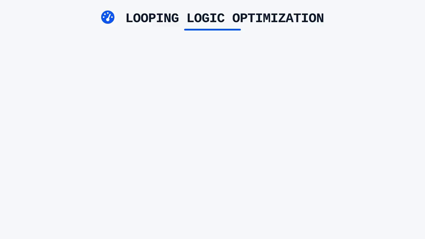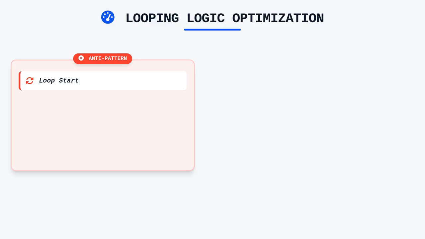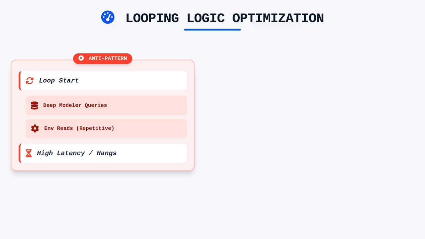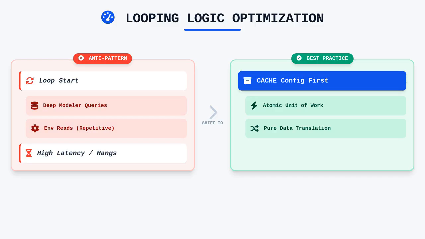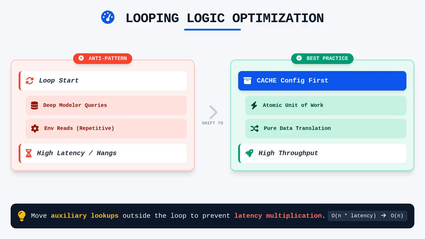Avoid heavy operations like constant environment reads or deep application modeler queries inside the loop body, as these will multiply the latency by the number of rows in your collection. Instead, try to cache required configuration values into a local data item before the loop execution begins. This simple architectural shift ensures that your loop maintains a high throughput by focusing exclusively on data translation and business logic rather than auxiliary lookups.